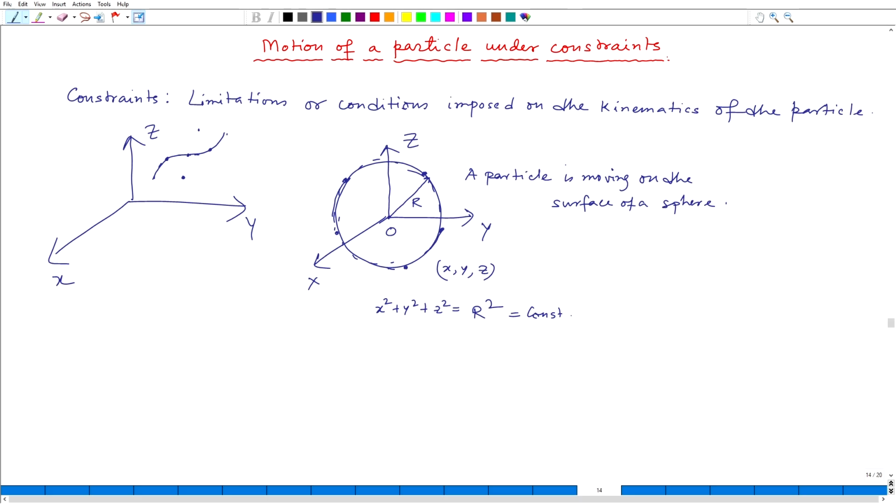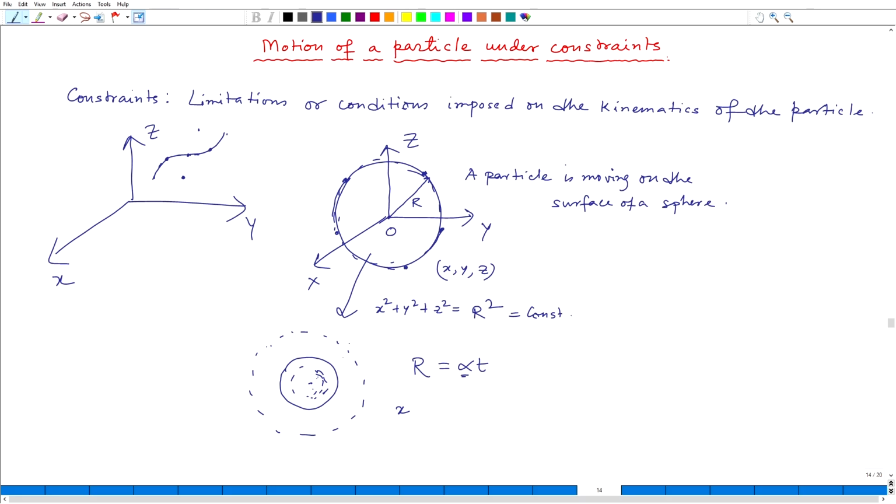We can generalize this a little bit more. We can say, okay, the particle should always move on the surface of the sphere, but now the sphere is changing its shape, always being a sphere, but it just increases or decreases its radius in course of time, following some law which is an explicit function of time. Let us say r is equal to alpha t, where alpha is a constant.